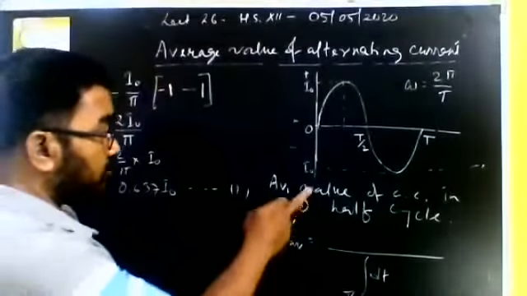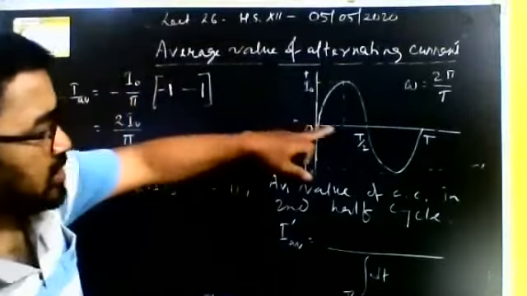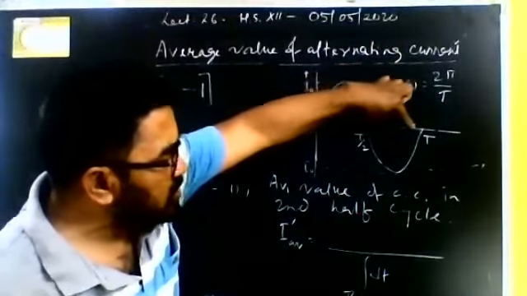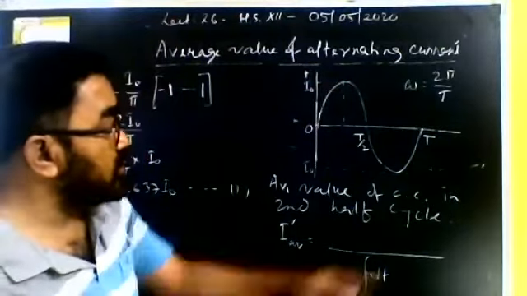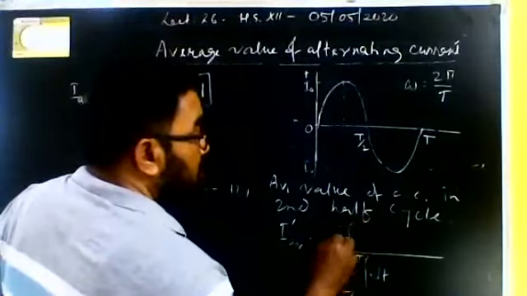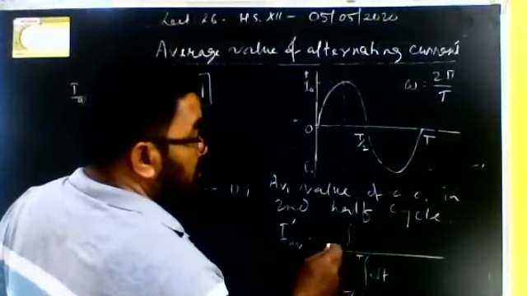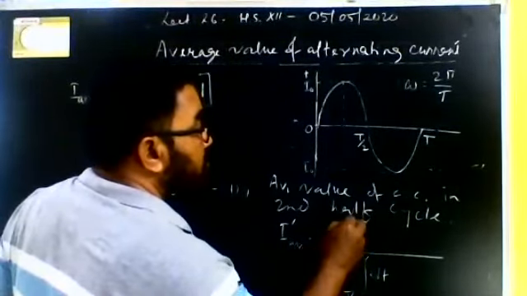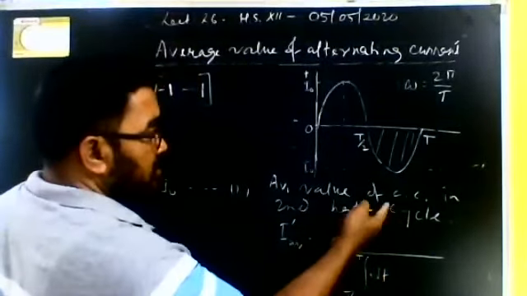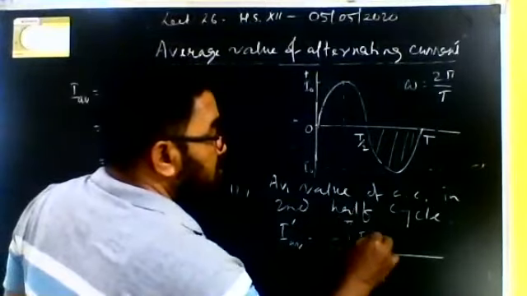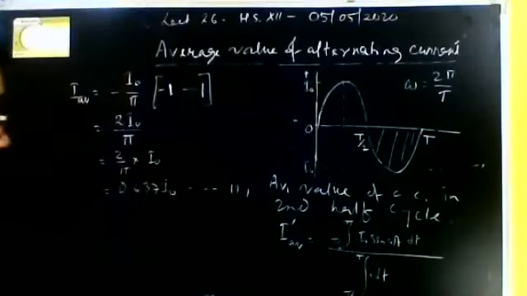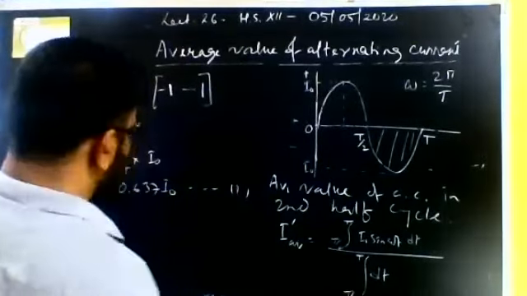In the second half, if you want to find out the average value, it will have to be taken from T by 2 to T. The lower limit is T by 2, upper limit is T. The other values are the same, because you are finding the average value in the second half cycle. So I naught sin ωt dt. This is the same, right? So you are to integrate this.